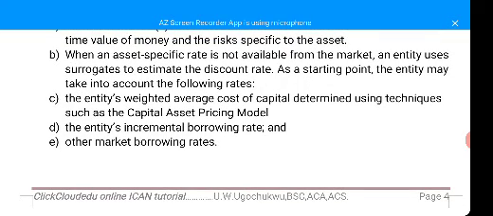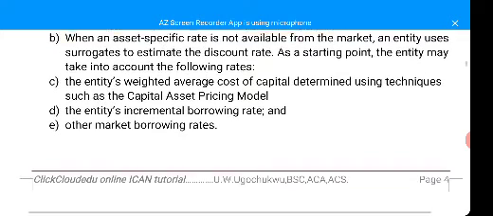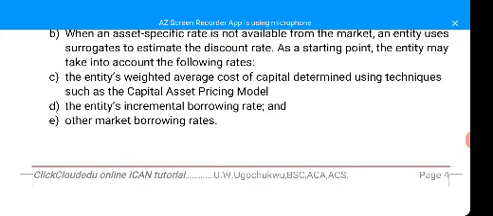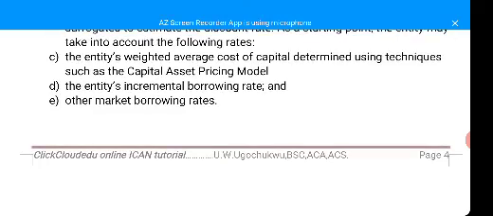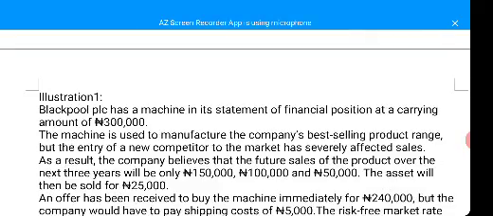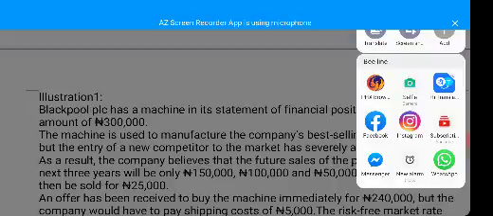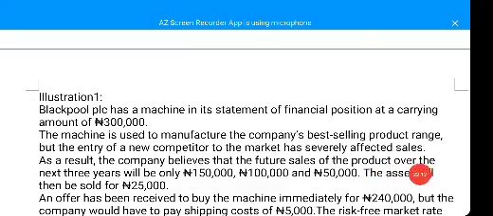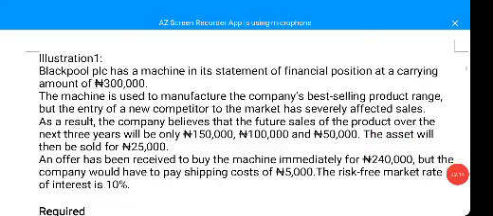One, the entity's weighted average cost of capital determined using techniques such as the capital asset pricing model. Two, the entity's incremental borrowing rate. So you can use the borrowing rate, the interest rate you borrowed, or other market borrowing rates.